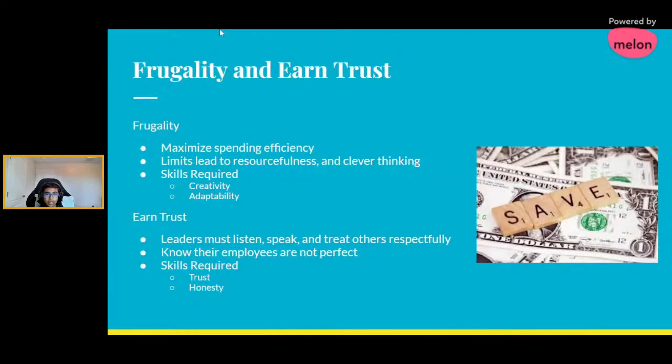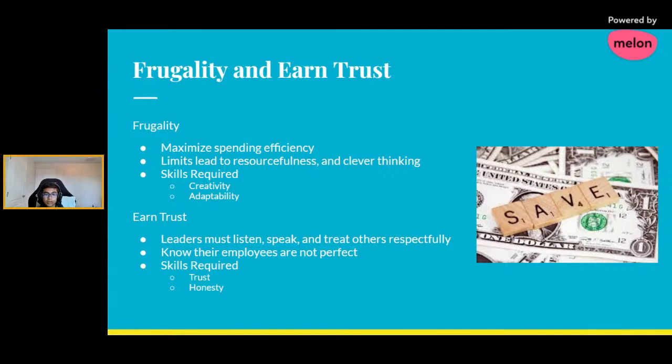Next, frugality and earning trust. Leaders must be frugal by maximizing spending efficiency. They have to have clever thinking as limits lead to resourcefulness. The skills required for this include creativity and adaptability.